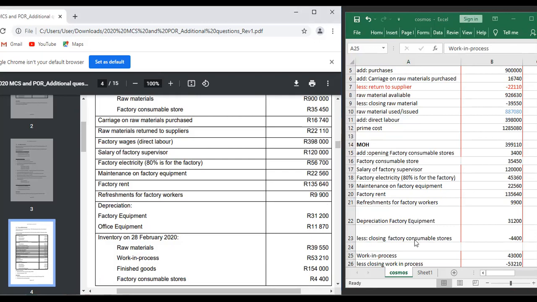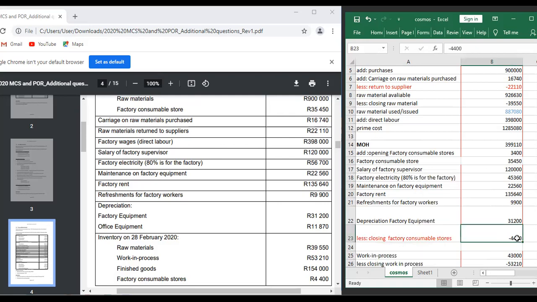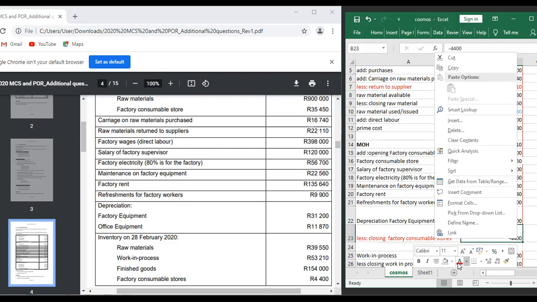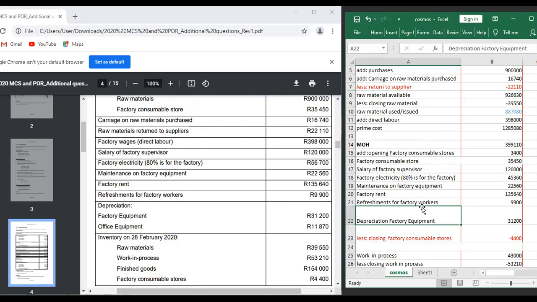Then we less the closing. I also want to highlight this one in red because we have to less it. We are lessing the 4,400 from all these figures. These ones, all of them, we add, because we have to find the total manufacturing overhead cost. Then we less the closing balances. In other words, all the closing balances are to be subtracted. So here they are, factory consumables of 4,400, which we have to less from all these things.